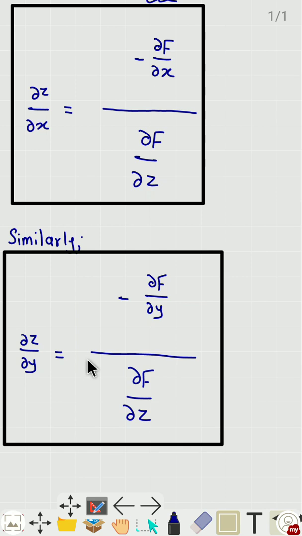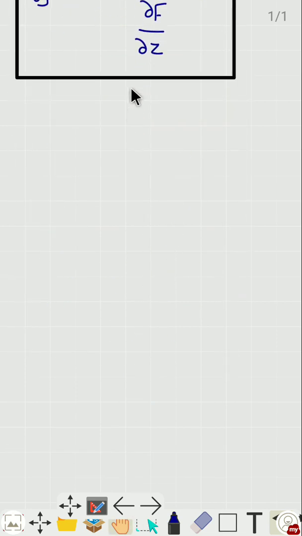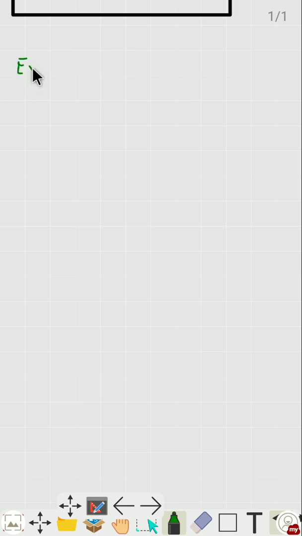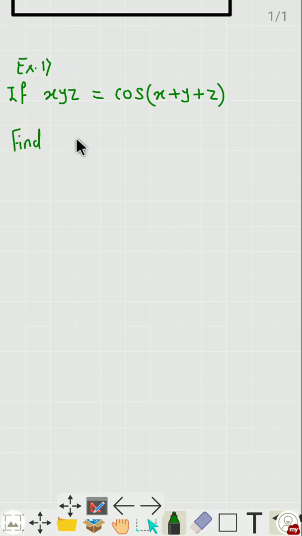Now let us take one example. Example number 1: if we have a function like this, x into y into z is equal to cos of x plus y plus z, then find dou z by dou x and dou z by dou y.